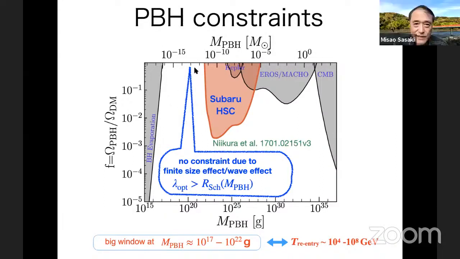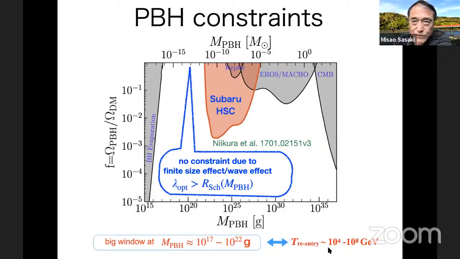Anyway, what is interesting is that in this range, the size of the black hole becomes less than 10 to the minus 5 centimeters, the spatial radius. So any optical wavelength would be larger than the size of the black hole. So this is a wave effect. Also, if you look at a nearby galaxy like Andromeda, those stars have a finite size, and this finite size effect is also very important. Because of that, you lose all the constraints, which means you have a nice chance for primordial black holes to be cold dark matter in essentially this mass range.